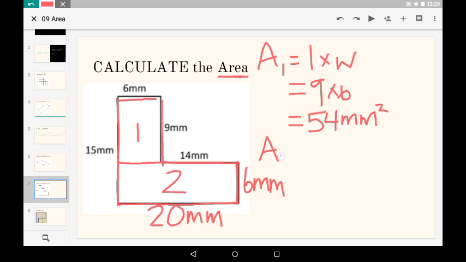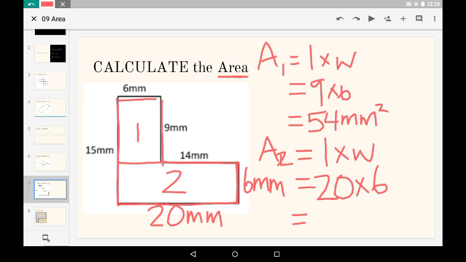So area 2 equals length times width equals 20 times 6, which will give me 120 millimeters squared. So I have the area of this rectangle and I have the area of this rectangle. The area of the total shape will have to be combined together.